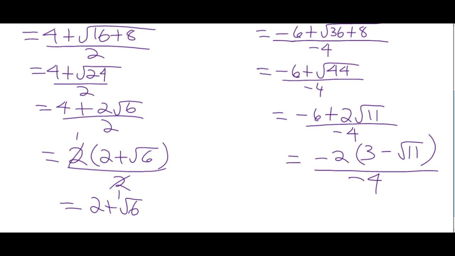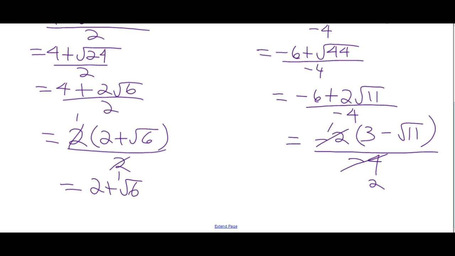What are we going to do with -2 and -4? Cancel them, right? How many times does -2 go into -4? Twice. So what are we left with? 3 minus the root of 11 over 2.